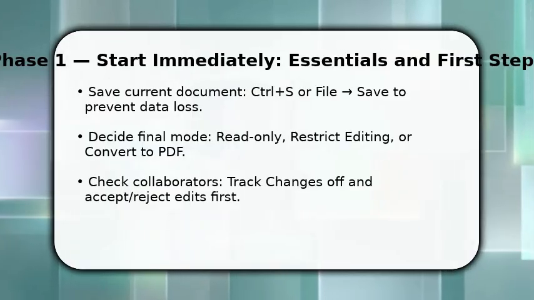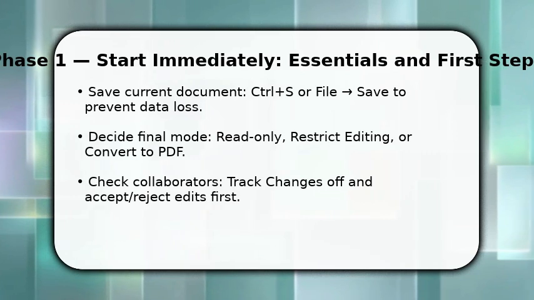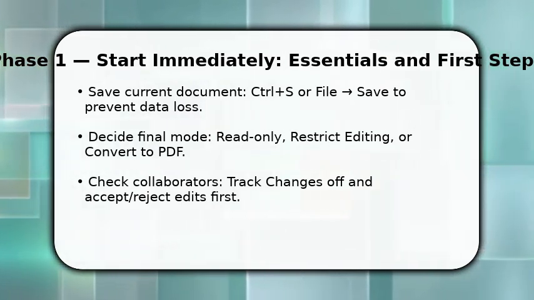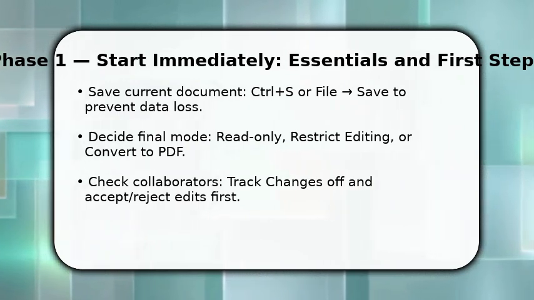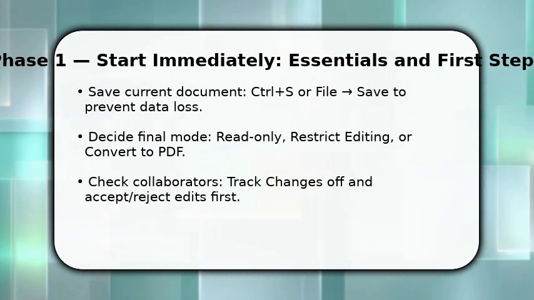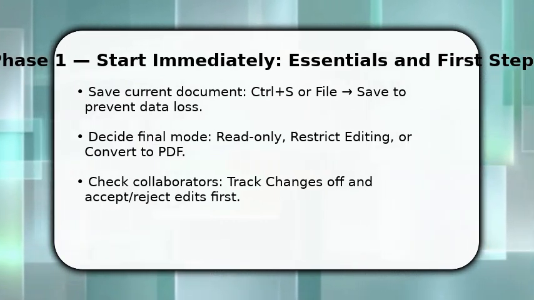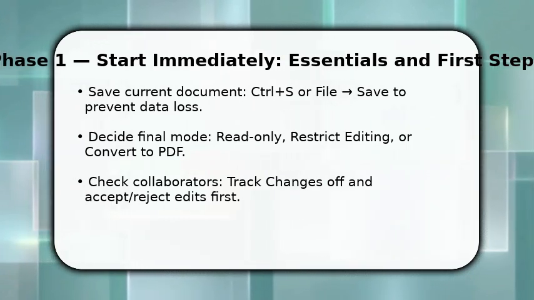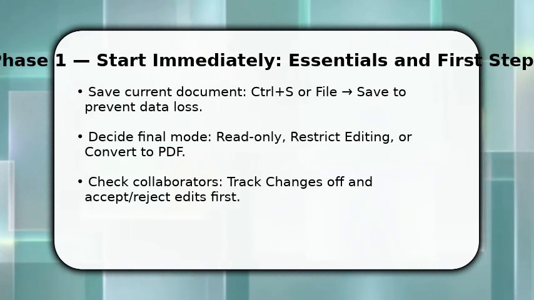You start by securing the file so nothing is lost. Save now. Next, decide why you need to stop editing for review, distribution, or archival, because that determines the method. Once decided, turn off track changes and accept or reject edits so the document state is definitive. Then pick either read-only, restrict editing, or export to PDF.